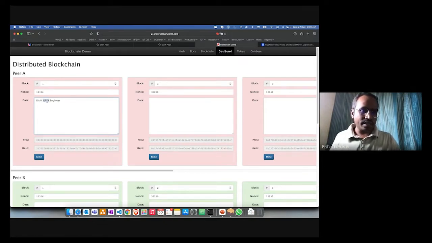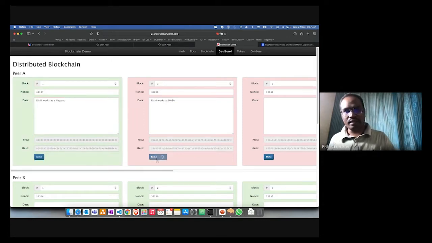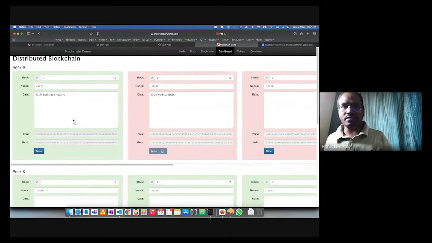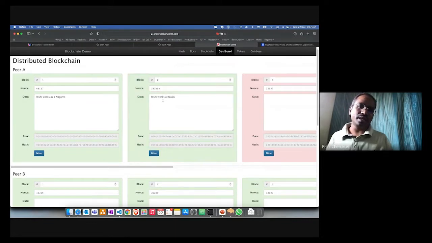And then I come back and change this to Rishi works as an architect in Nagaro. And then someone comes in the second block and says, no, Rishi is an engineer who works at NASA. Right, so the moment somebody changes this, everyone in terms of this distributed network needs to agree. So that's what is the immutable nature. But to be able to make everyone agree is not that easy.